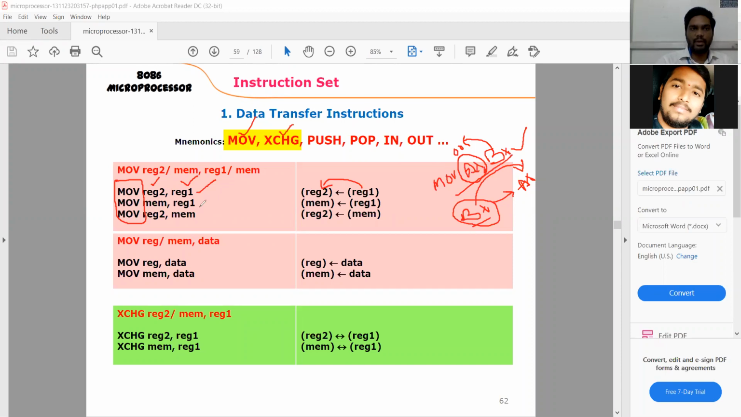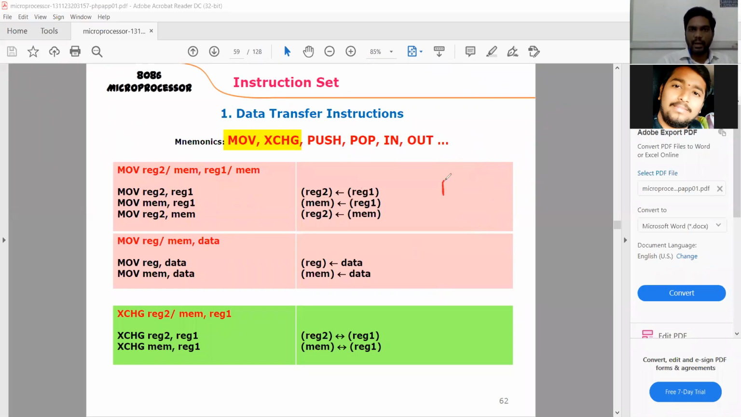Okay, this is the first category. The second one is MOV memory, register 1. That means we are moving, or copying, the contents of the register into the memory. That is the meaning. I can give you an example for this.